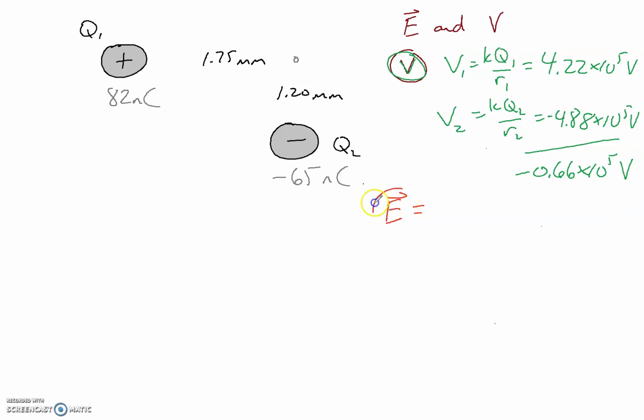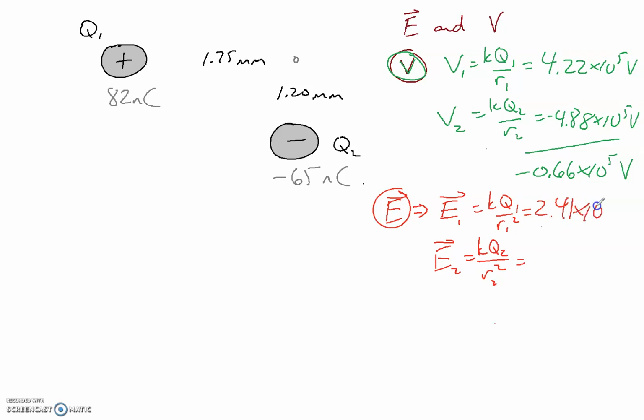And we've done this type of thing before, where we take our two electric fields, and that's going to be KQ1 over radius 1 squared. And electric field number 2 is going to be KQ2 over radius 2 squared. And we can find our two electric fields and then put them together. So for E1, we should get 2.41 times 10 to the 8 newtons per coulomb.